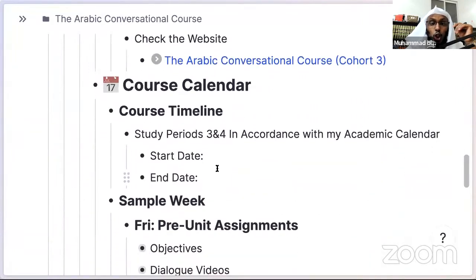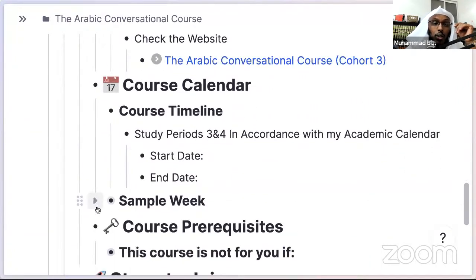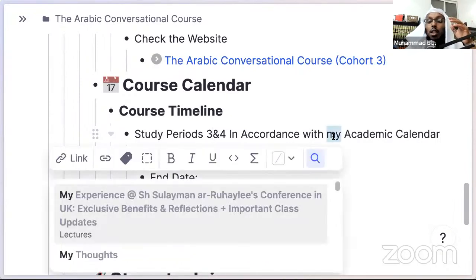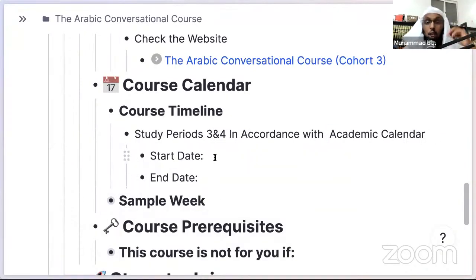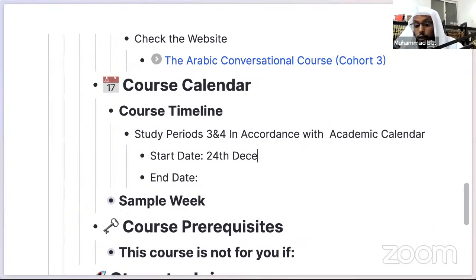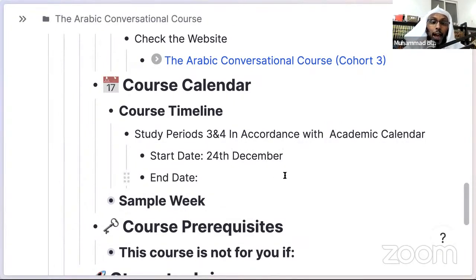Now, in terms of the course calendar, the course will take place during study period 3 and study period 4 in accordance with the academic calendar, which basically is starting from next week. So the start date is next week, the 24th December. And the end date is basically 12 weeks after that, which, please help me out. It's basically just before Ramadan. We'll finish just before Ramadan.